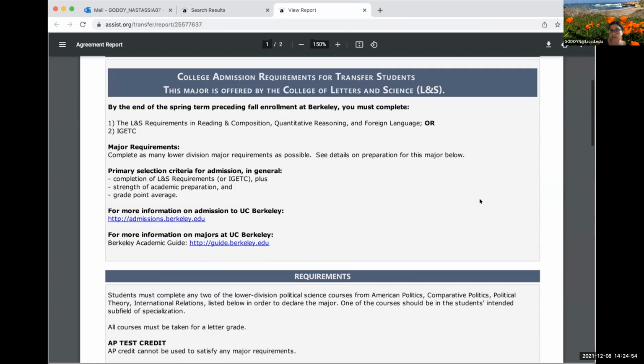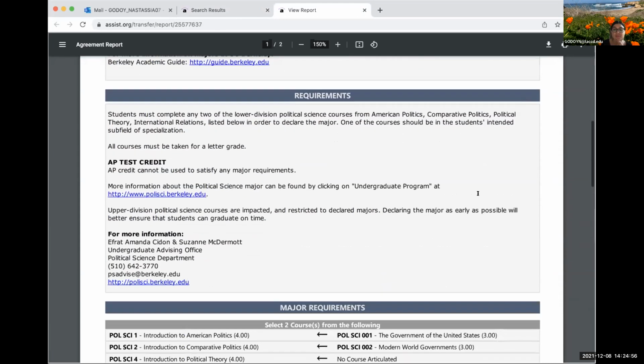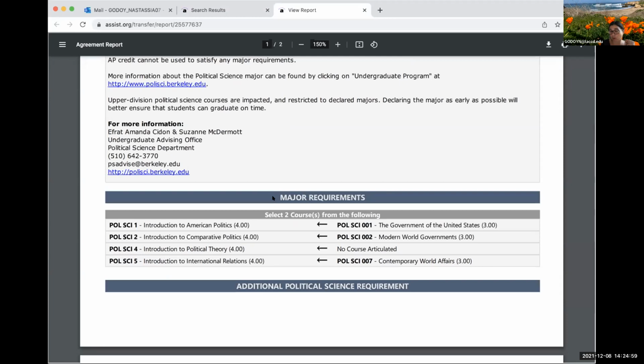But what I want us to look at for the purpose of the assignment is we scroll down to where it says major requirements. Sometimes it will say lower division major requirements. Sometimes it will say pre-major requirements, major requirements. And then we want to look at the courses on the right side of the agreement. That means that these are the courses I would need to take at LA Mission College prior to transferring to Berkeley to be a competitive applicant in the major. Now here it says select 2 courses from the following. That means I can just choose 2 of these. I don't need to do all 3.